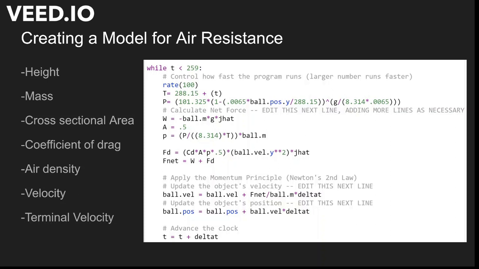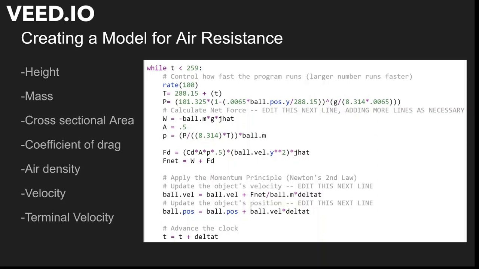To create a model for air resistance, we needed to use some of these factors. Our height, once again, was 36,576 meters. Our mass was 110 kilograms. The cross-sectional area was approximated to be about 0.5 meters squared. And then the coefficient of drag we had to estimate based on our GlowScript code, and it was estimated to be around 4.67. We'll go into more depth about that in just a second.